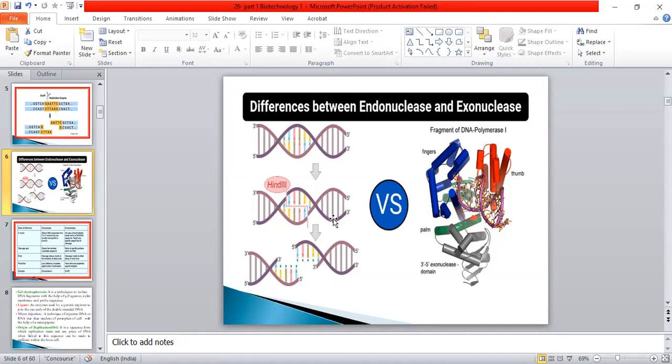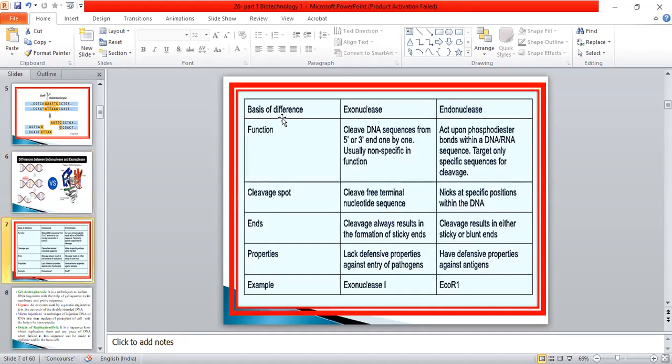Exonuclease means completely removing the DNA molecule from the fragments. See that one, you can understand. What are the basic differences? The function is different, the cleavage spot is different, and the properties and examples differ. These are the basic differences between the exonuclease and the endonucleases.